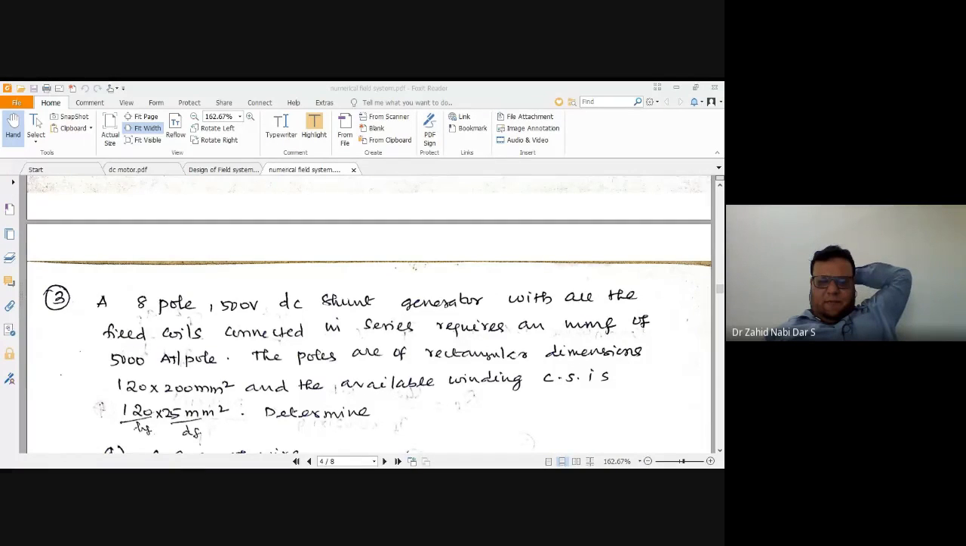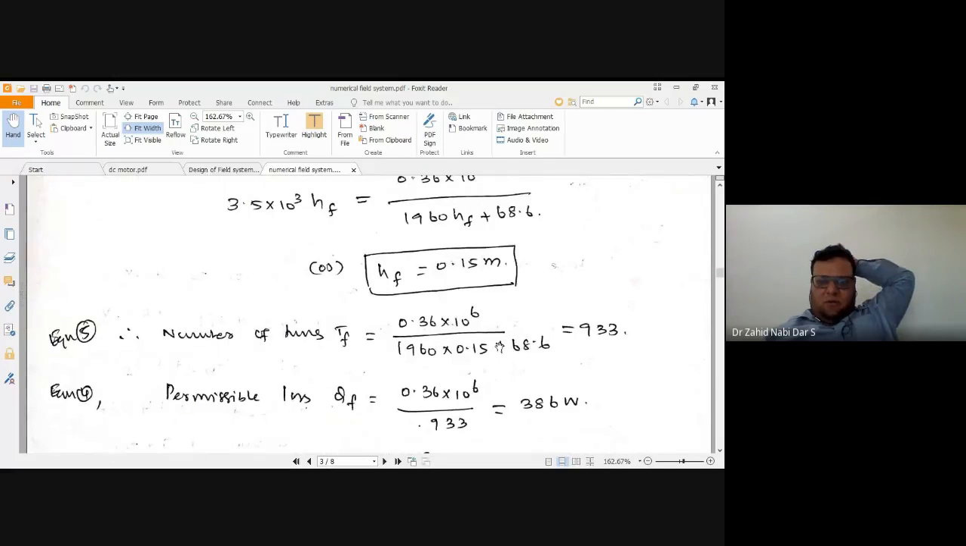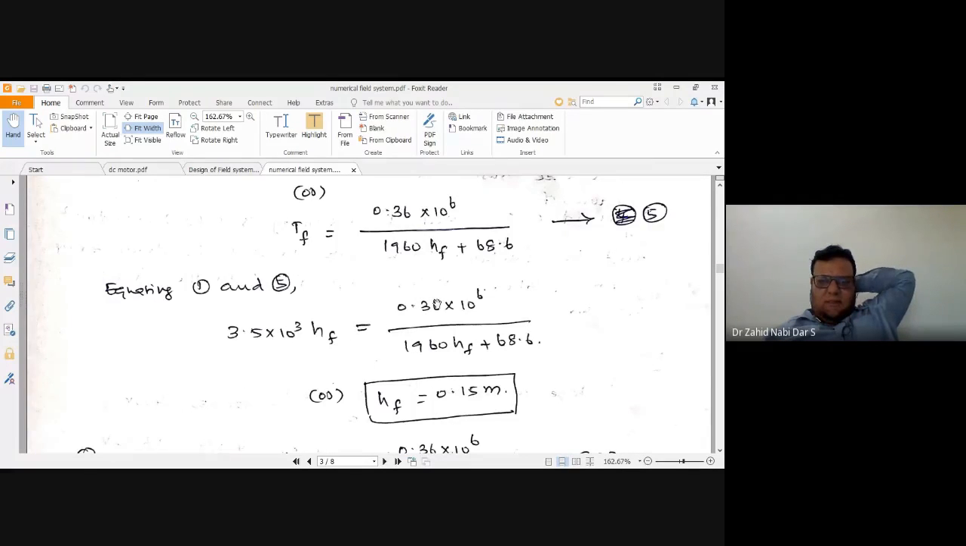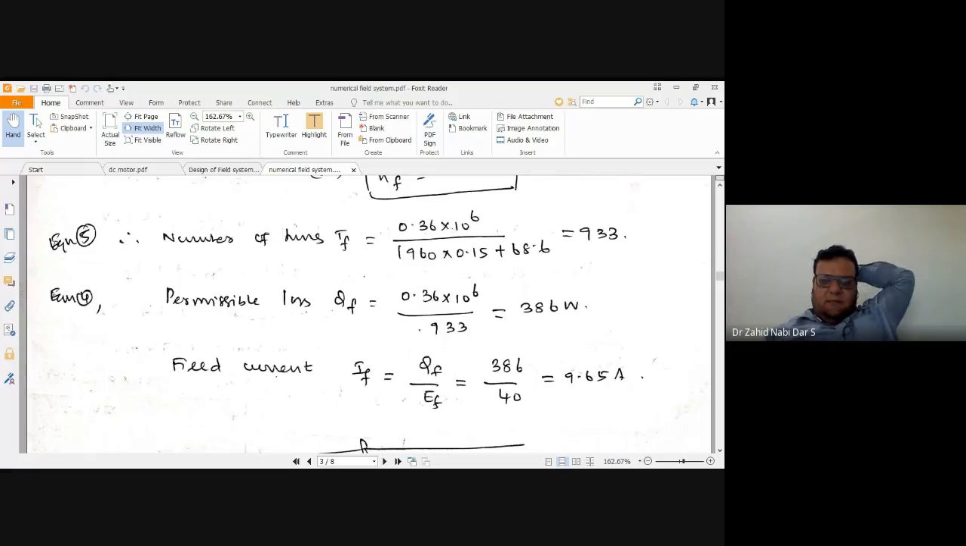Because in the examination, if a problem like this comes, you will not be able to solve it. That is for sure. Can you solve this? Because you are not practicing. So that's why I'm telling you to practice.